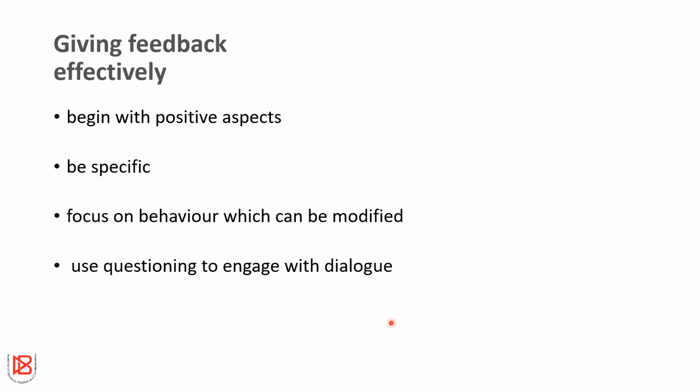So giving feedback effectively is to begin with a positive aspect, be specific, focus on behavior which can be modified, and use questioning to engage in dialogue, to have a comprehensive communication circle. The circle is wherein the sender sends the message and the receiver in turn gives feedback to the sender. So that is how comprehensive feedback needs to be constructively done.